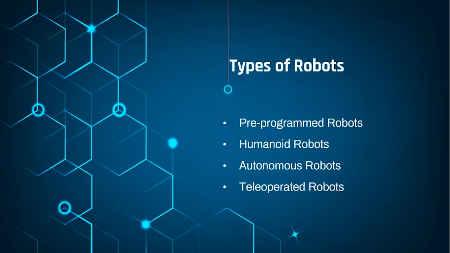The next type is the autonomous robots. These robots operate independently of human operators. These robots are usually designed to carry out tasks in open environments that do not require human supervision. An example of an autonomous robot would be the Roomba vacuum cleaner, which uses sensors to roam throughout a home freely.